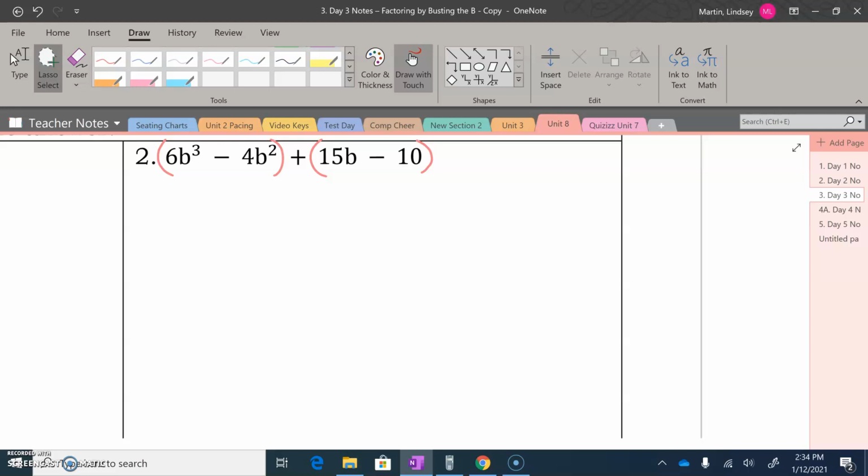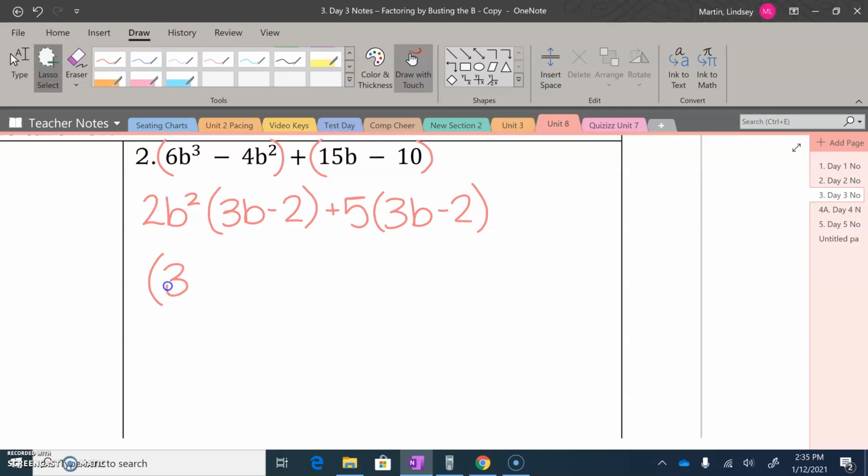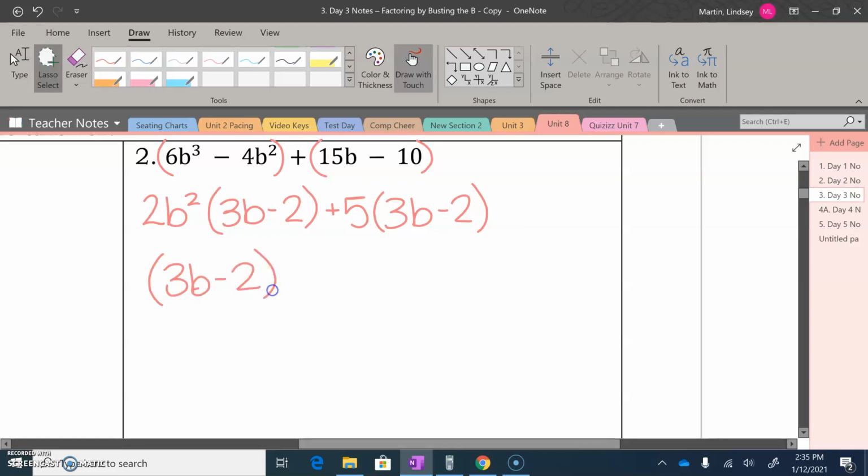Now we're going to take the GCF of my first group, which is 2b squared. And that leaves me with 3b minus 2. And then the GCF of my second group, which is 5. And that leaves me with 3b minus 2. Now we'll find my funny GCF, which is the binomial GCF, which is 3b minus 2. And that leaves me with 2b squared plus 5.